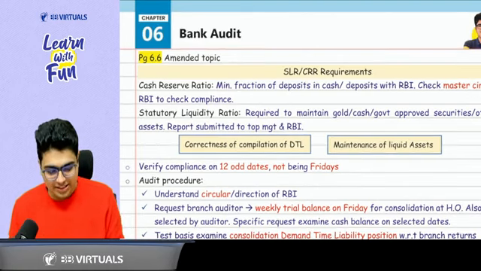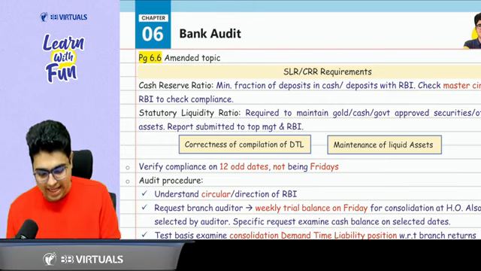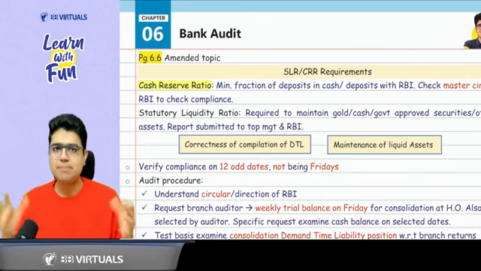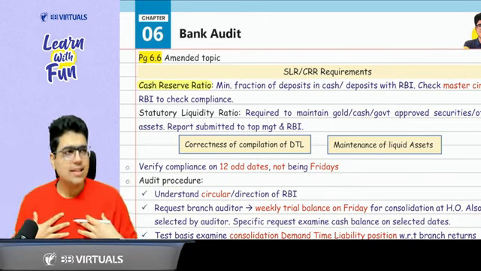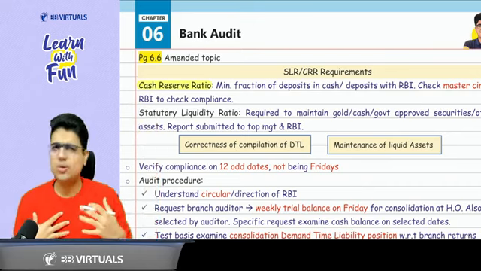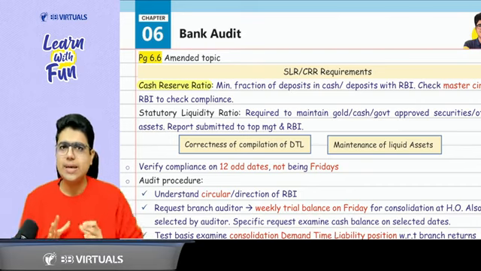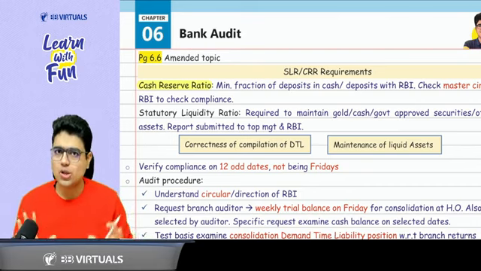So first of all, let's discuss the topic of SLR and CRR. CRR means cash reserve ratio. What is a cash reserve ratio? Let's say a bank takes some deposits. These deposits can be in the form of current account deposits, saving account deposits, fixed deposits. Whatever deposits the bank takes, they are a liability of the bank. Yes or no? Yes, sir.